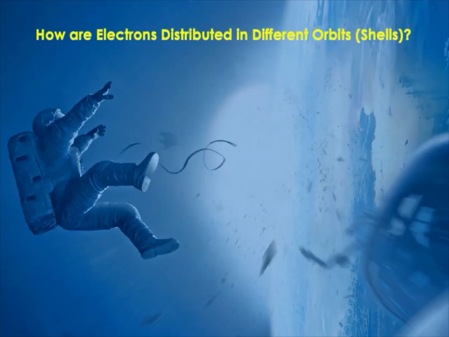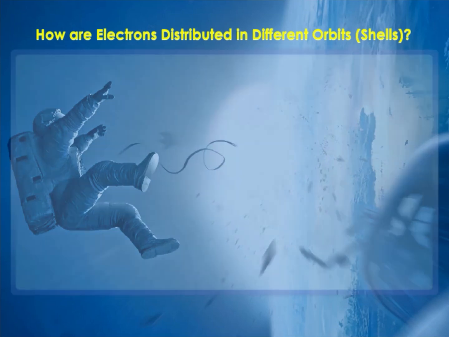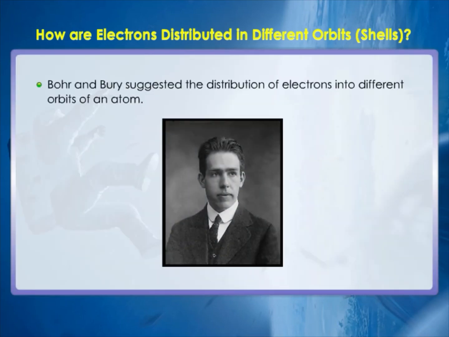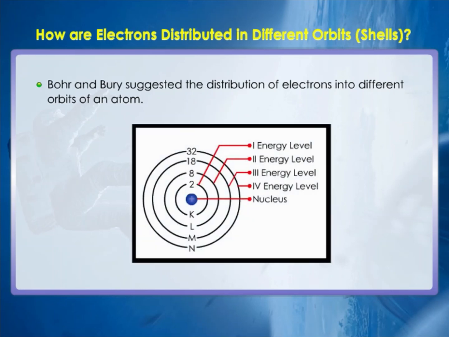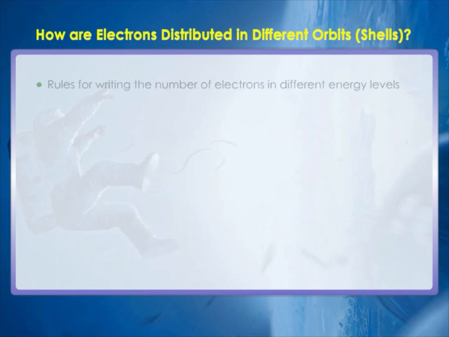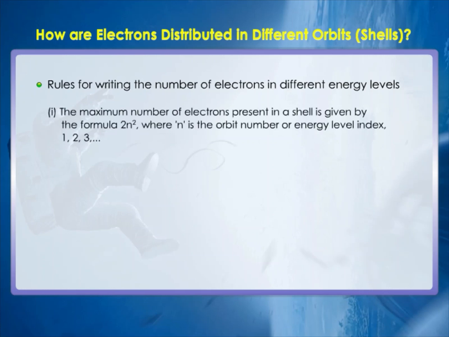How are electrons distributed in different orbits or shells? The distribution of electrons into different orbits of an atom was suggested by Bohr and Bury. The following rules are followed for writing the number of electrons in different energy levels or shells. 1. The maximum number of electrons present in a shell is given by the formula 2n², where n is the orbit number or energy level index, 1, 2, 3, and so on.